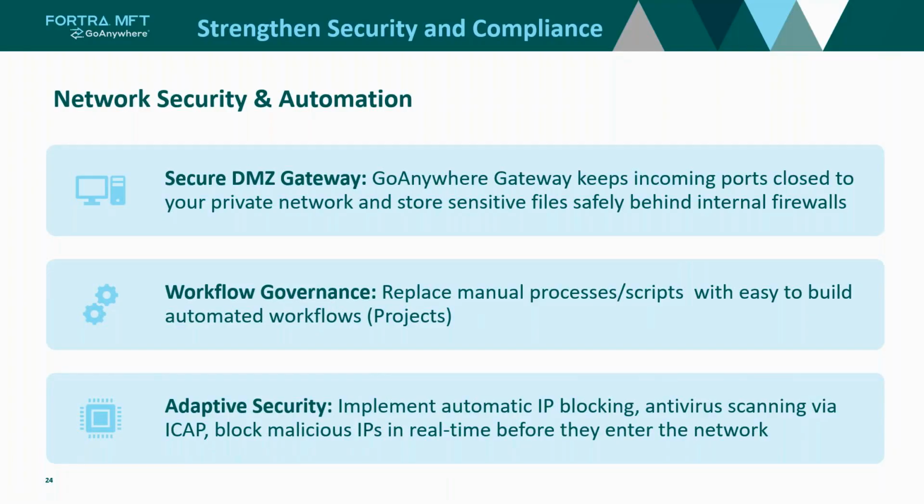And the last, there's the adaptive security. In other words, yes, you're going to get hacked. People are going to try to scan your ports. People are going to try to get access to your system. GoAnywhere does have automatic IP blocking. It does have antivirus scanning. You do have ICAP. You have possibilities of going in and identifying, utilizing threat brains and validating IP addresses that are malicious in intent.